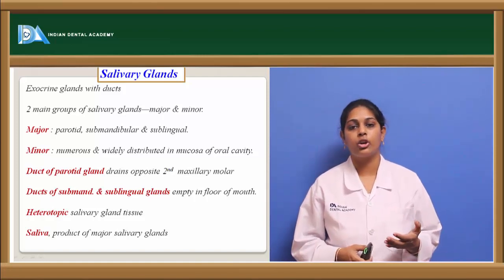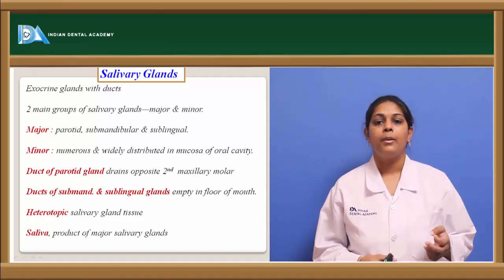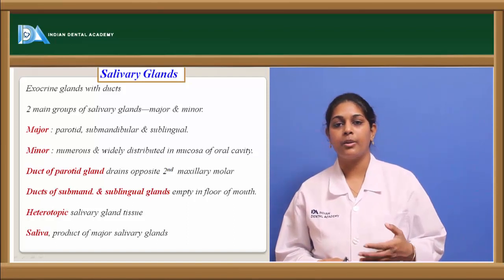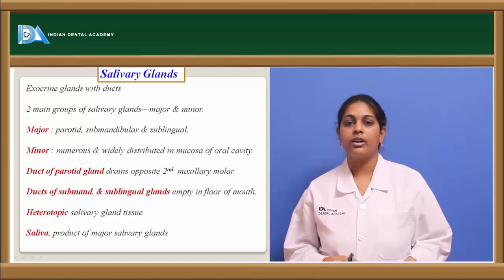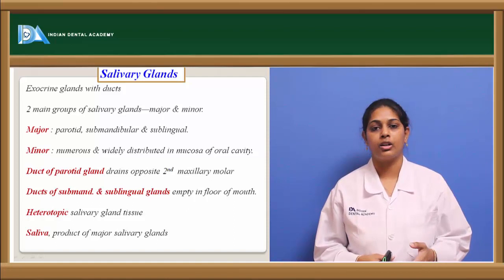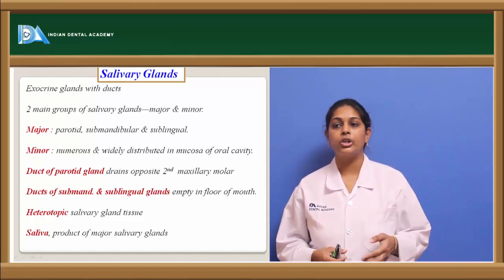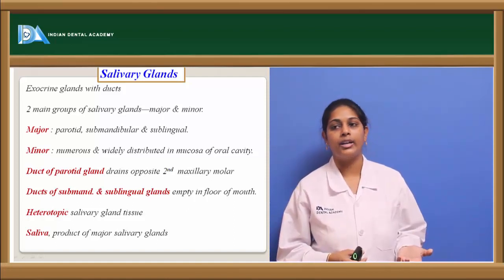There are two major groups of glands which can be seen: the major glands and the minor glands. Among the major glands are the parotid gland, submandibular gland, and sublingual gland. Whereas the minor glands are numerous and widely distributed.